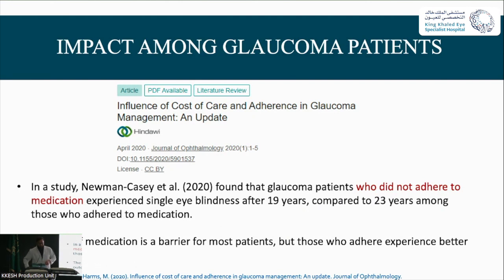Regarding glaucoma patients, this study found that glaucoma patients who did not adhere to their therapy experienced single eye blindness after 19 years, as compared to 23 years for patients who were following their treatment. So they got blindness 5 years earlier. And the cost of medication is a barrier for most patients, patients who are paying the cost by themselves.